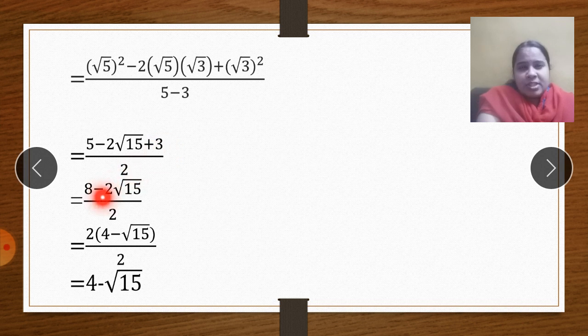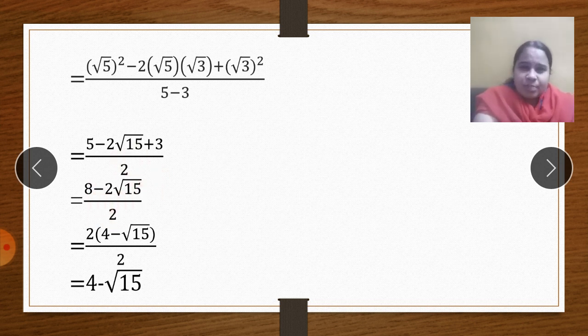These are whole numbers, so they can be added. Do not try to do 8 minus 2 as 6 in the next step. This is a surd, 2 root 15. It cannot be subtracted from 8. You have to leave it as 8 minus 2 root 15 upon 2. One extra step in this sum is that you can see this 2, 2 and 8 all have 2 as a common factor. Do not cancel. Another mistake that most of you will make is to immediately cancel this 2 and this 2. That is totally wrong.